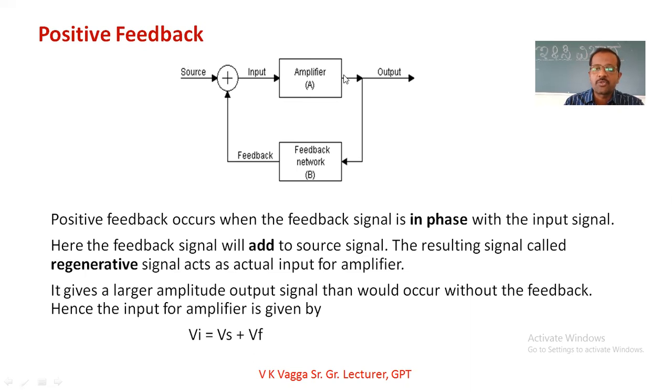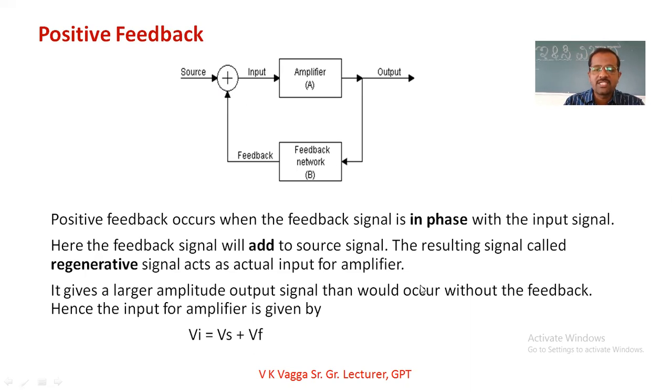This is the positive feedback. Positive feedback occurs when the feedback signal is in phase with the input signal. If it is in phase, the phase shift is equal to 0 degrees, and in this case the feedback signal will add to the source signal. You can see the feedback signal with the plus mark, it gets added with the source signal.